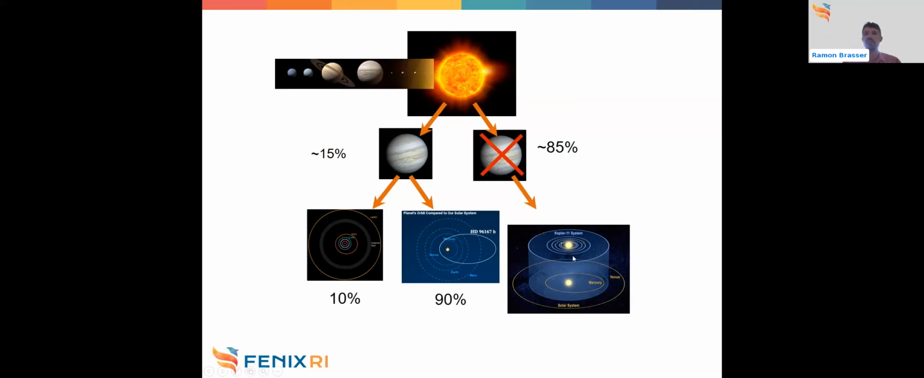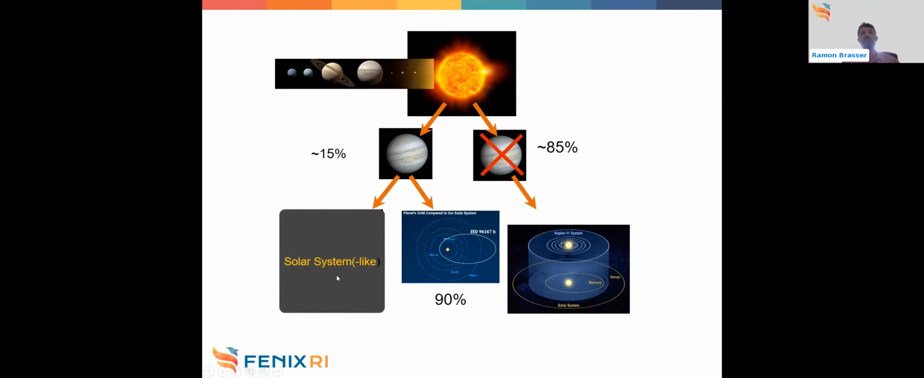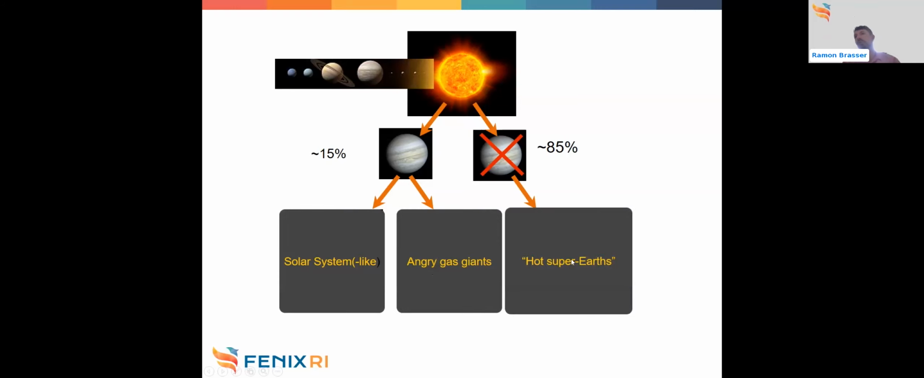So these planets are very close together and they're very hot. Right, so this is not a solar system-like analog. We call these hot super Earths, as opposed to angry gas giants. And the question, of course, is how do these kind of systems come to be?